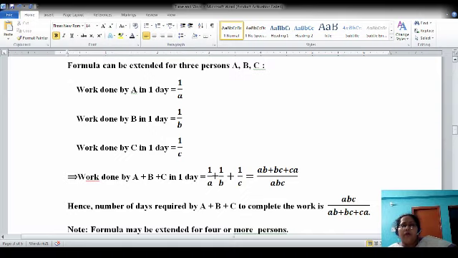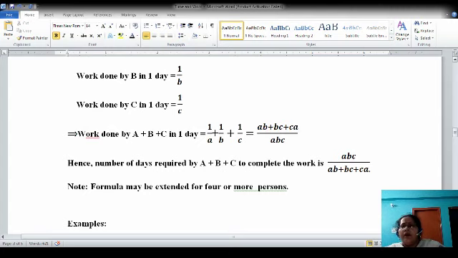Therefore the number of days required by them to complete the work, as we already said that we have to just reciprocate, is abc by (ab plus bc plus ca). Now I am not going into further extension of the formulae, but we should understand that this formula can be extended for any number of persons, even for 4, 5 or more.